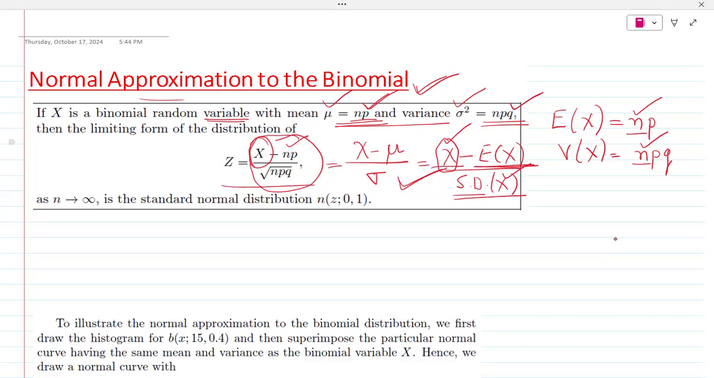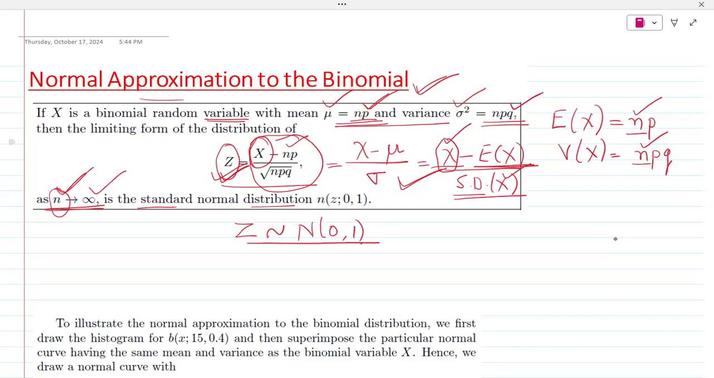Okay, so if we create this new random variable, and give it the symbol z, then it will follow a standard normal distribution. This z will follow a normal distribution with mean 0 and variance 1. But this is provided that n, the number of trials, is sufficiently large. n tends to infinity means n should be a large enough number of independent Bernoulli trials.